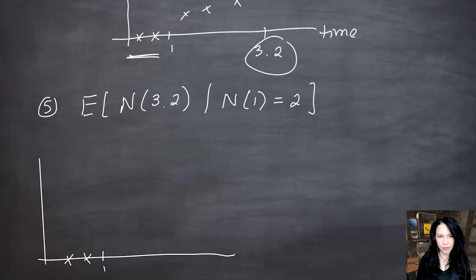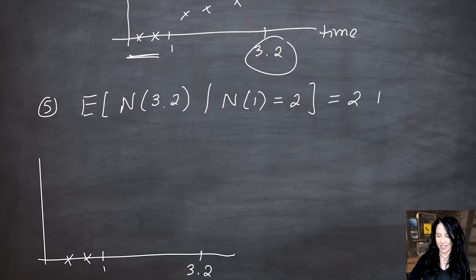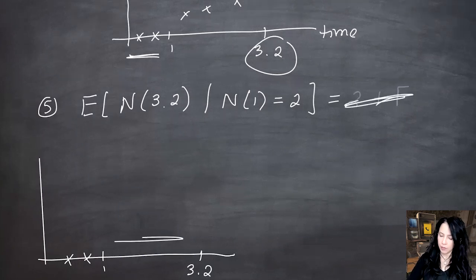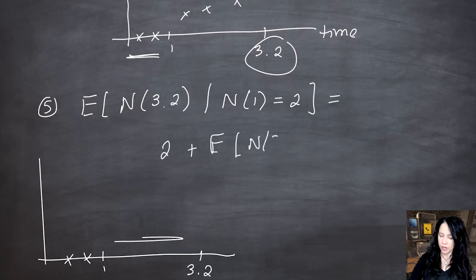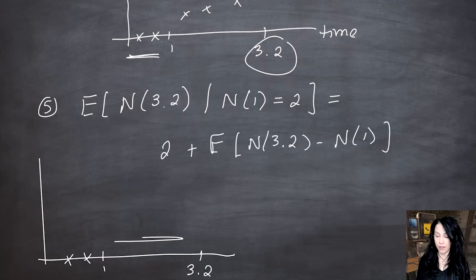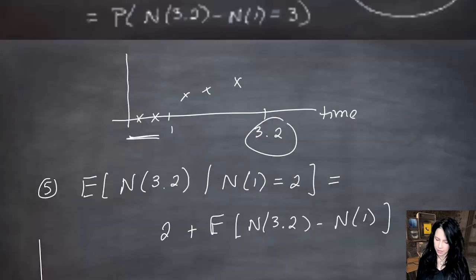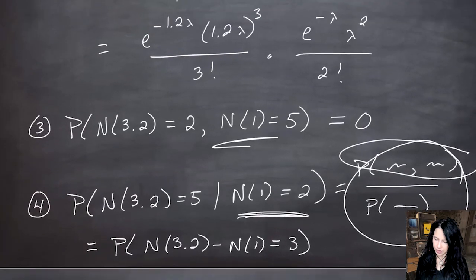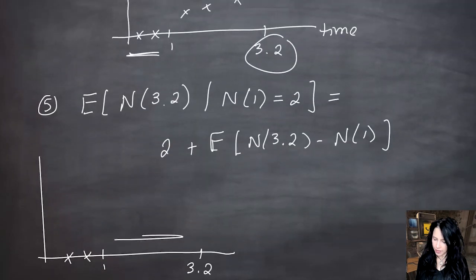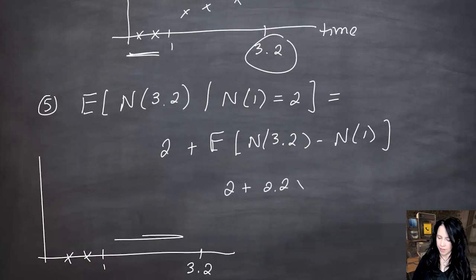So we've already had 2 arrivals by time 1. We want the expected number of arrivals by time 3.2. So we already have 2. And then we want the expected number of arrivals in this interval. Let me put this down here. This is going to be 2 plus the expected number of arrivals in this interval. And that interval has length... That's what I did before. I feel like I subtracted wrong before. That interval has length 2.2. So this is 2 plus 2.2 lambda.